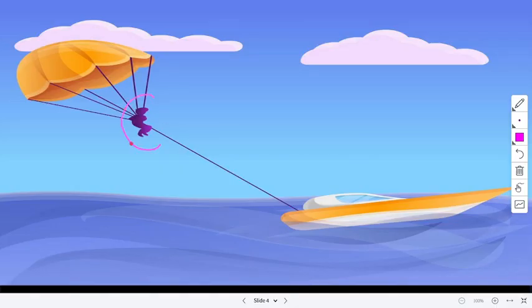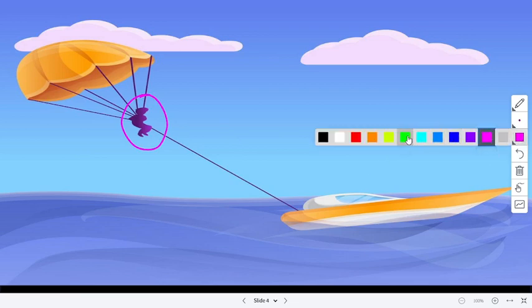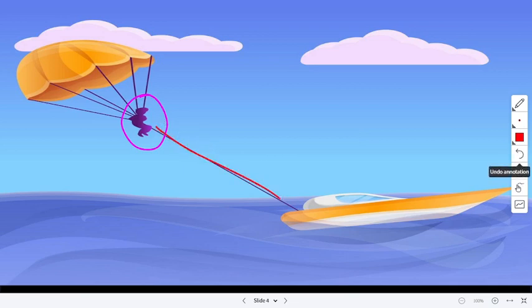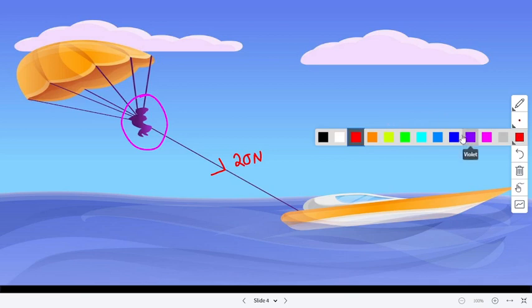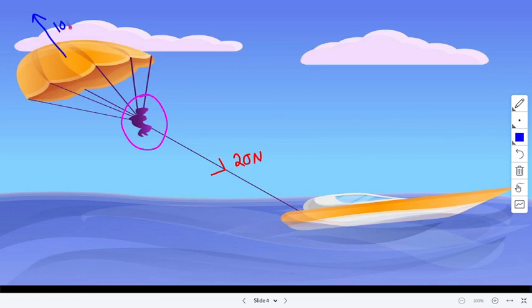Now this guy here is parasailing. This activity is called parasailing. Let's say the force in this rope right here, which is attached to the boat, is 20 Newtons. And the force of the air resistance on the parachute is, let's take it as 10 Newtons. So what will be the resultant force? It will be 10 Newtons towards the boat. Right? Because 20 and 10 get subtracted, and the force will be 10 Newtons towards the boat.